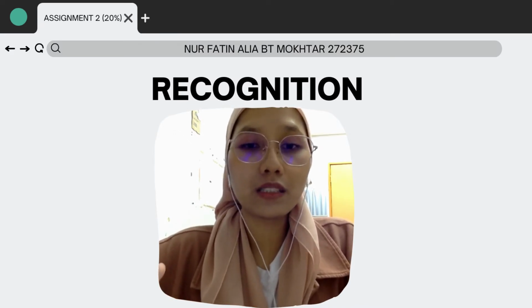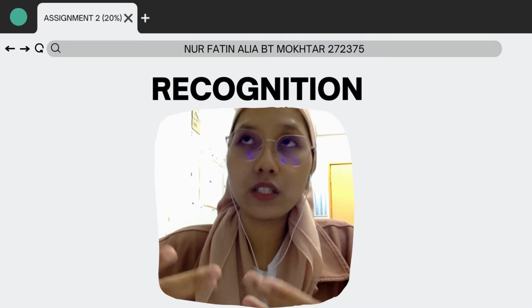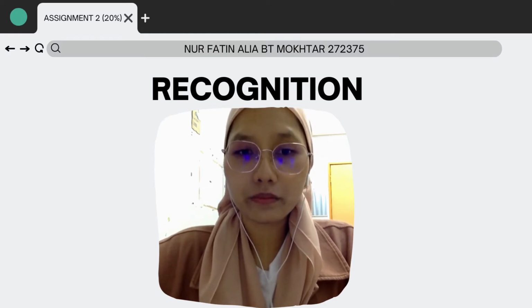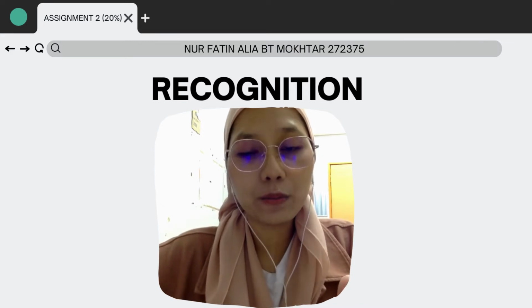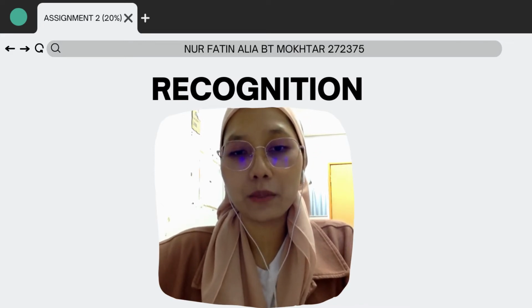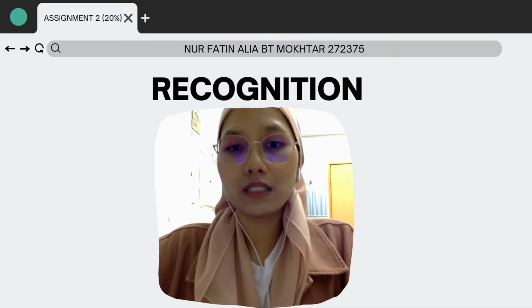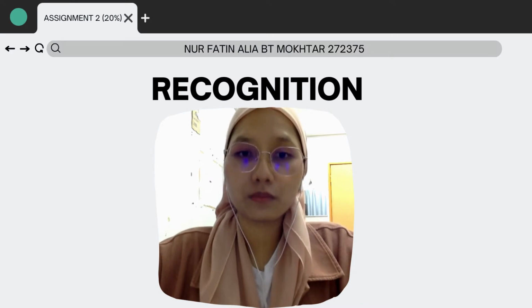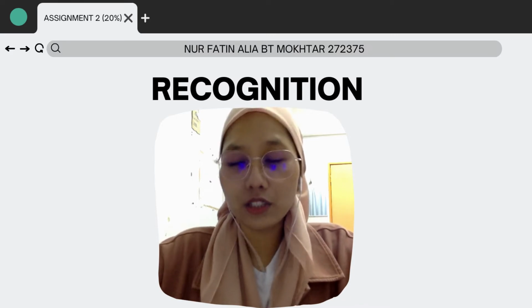So the first method determines the percentage of employees who are members of the union, and the second method determines the percentage of employees who want the union to represent them for collective bargaining purposes. So the industrial court has commented on both methods as follows. And lastly, what is the effect of recognition?